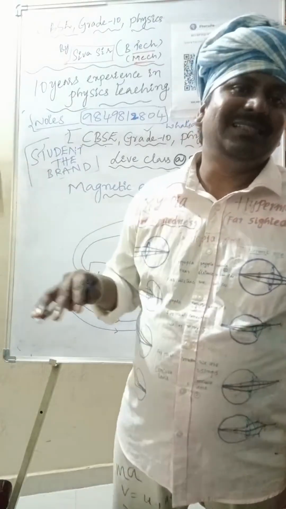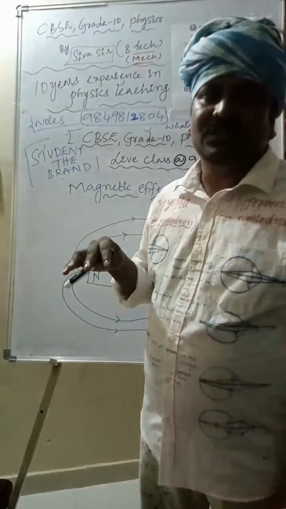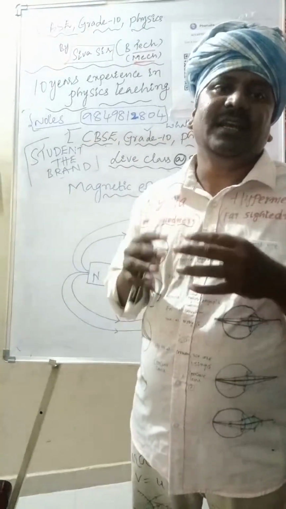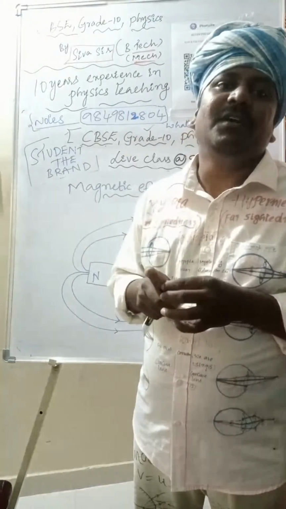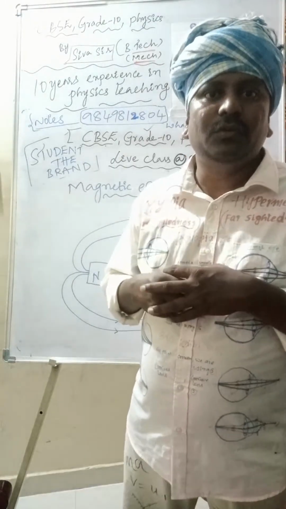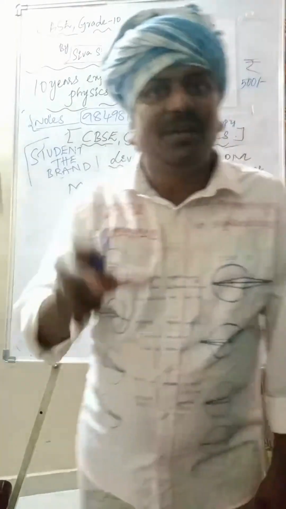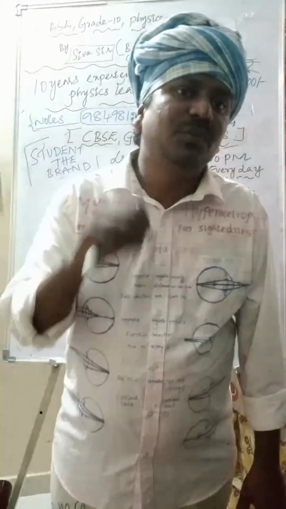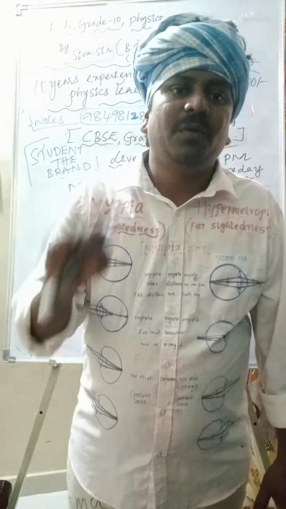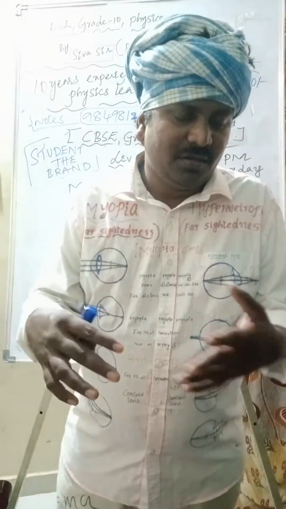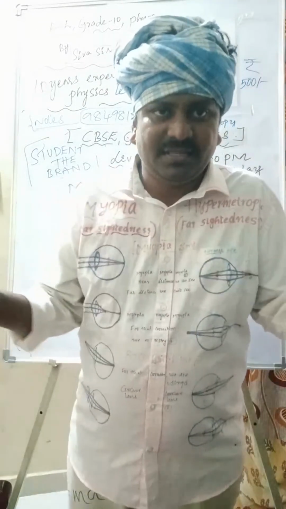If they intersect, what happens? At the point of intersection, the compass would show two directions at a time, which is not possible. So that is the reason magnetic field lines never intersect.